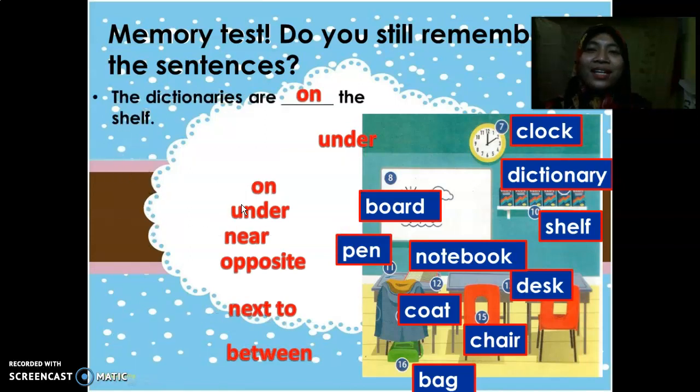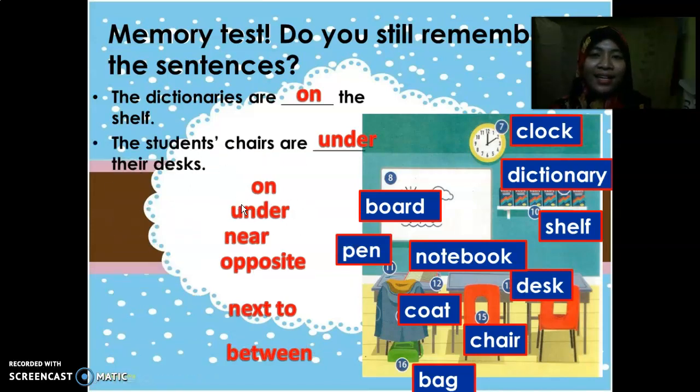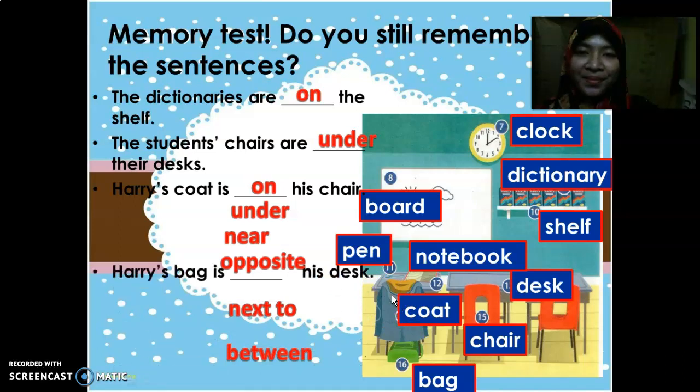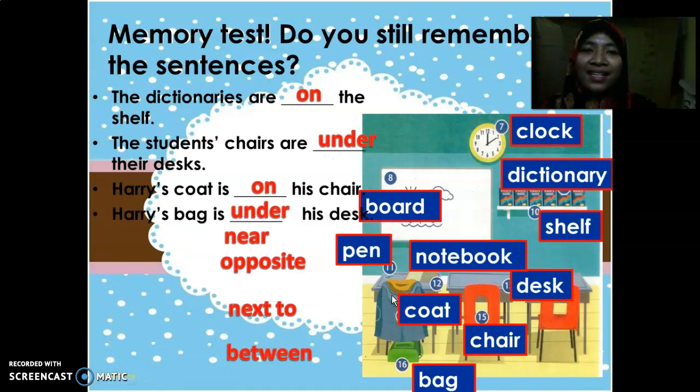Okay, number 1. The dictionaries are on the shelf. Okay. Under. Apa yang under? Yes, the students' chairs are under their desks. Kerusi ni di bawah meja. Next. Harry's coat is on his chair. Coat Harry ni di atas kerusi dia. Apa lagi yang under? Yes, Harry's bag is under his desk, di bawah.